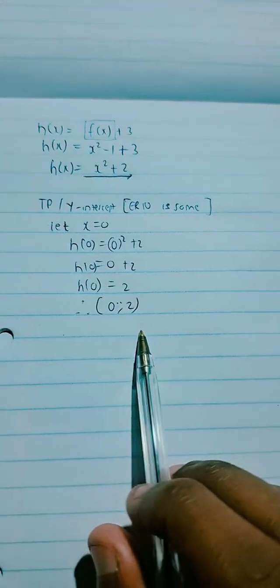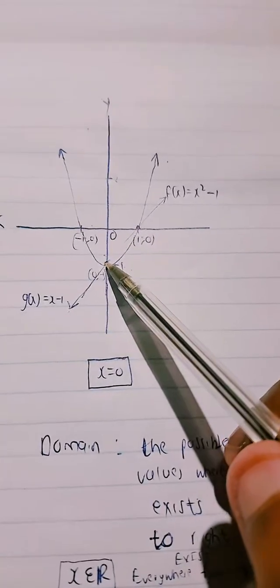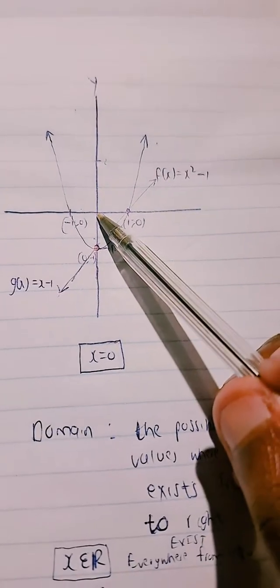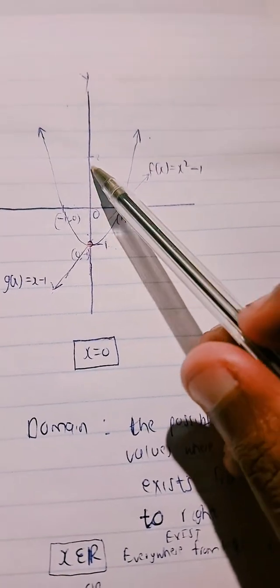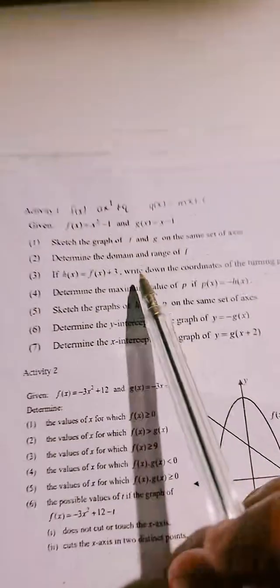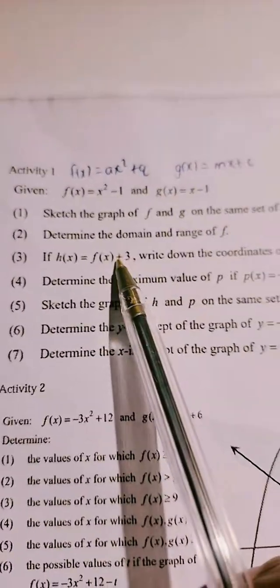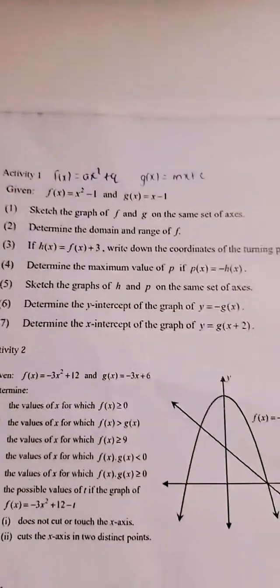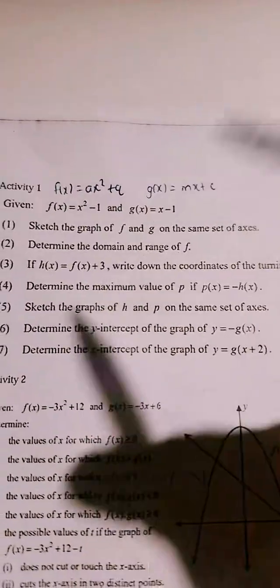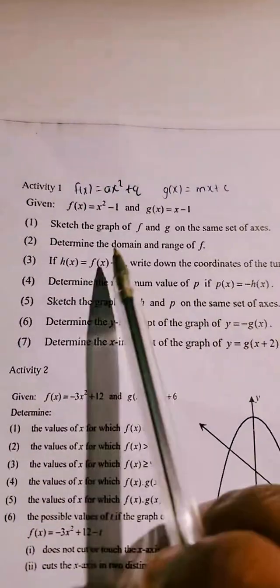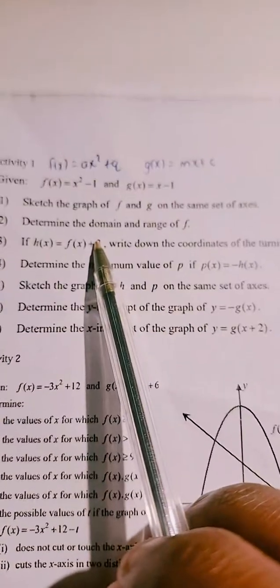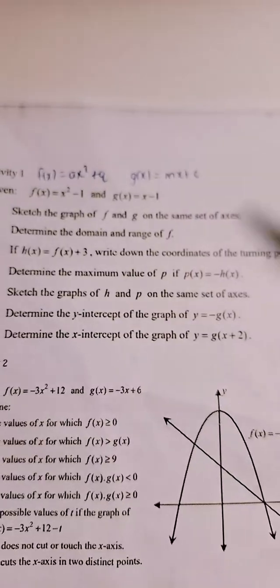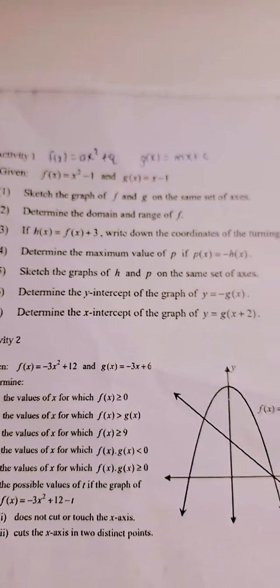So it makes sense. We answered that previous question of finding the coordinates of the turning point by simply moving the function how many units up? 3 units, because we understand the meaning of addition to the function. Plus 3 means moving the function up by 3 units. But if it was minus 3, we would know it was moving the function downwards by 3 units.